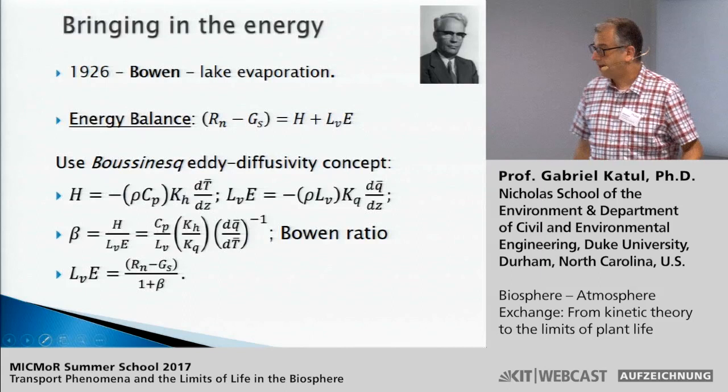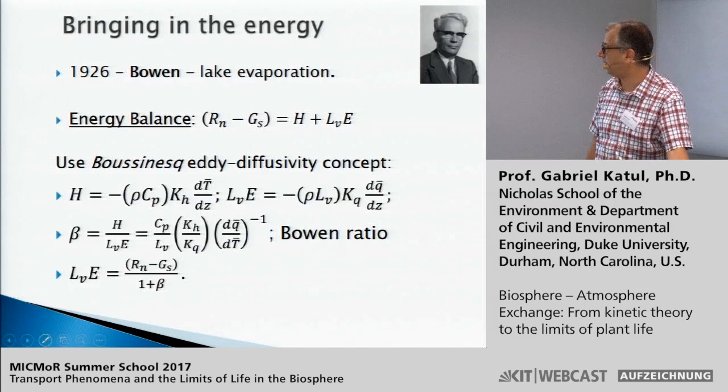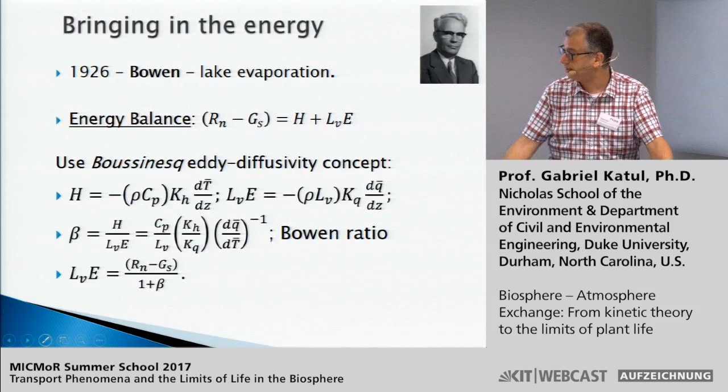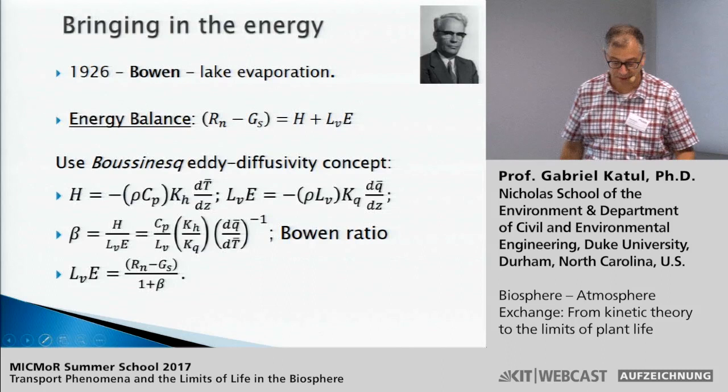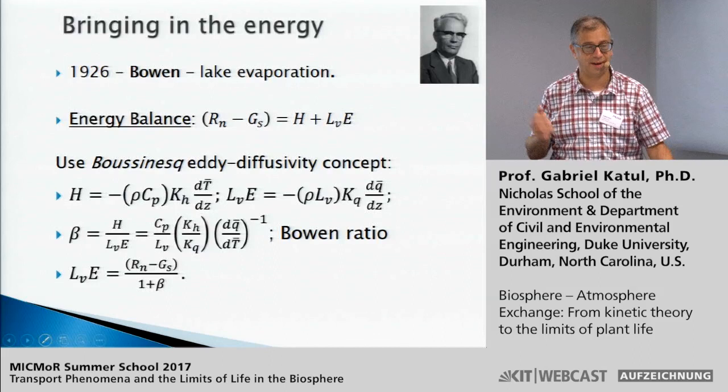Now, the box has to be opened up also for energy exchanges, and perhaps the work of Ira Bowen in 1926 is not the first, but certainly the most influential. The concept of what we call now Bowen ratio has been around for a long time, but Bowen was the one who pushed it in force with a study on lake evaporation. And in fact, just to bring up the issue in terms of graduate students here, you see, Ira Bowen was not even interested in this project.